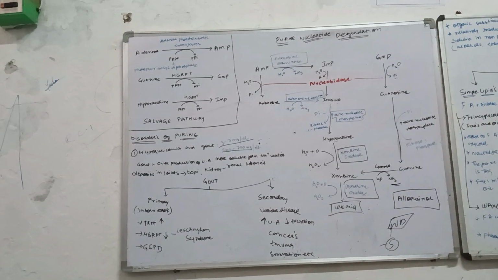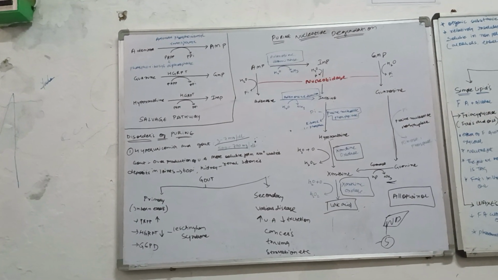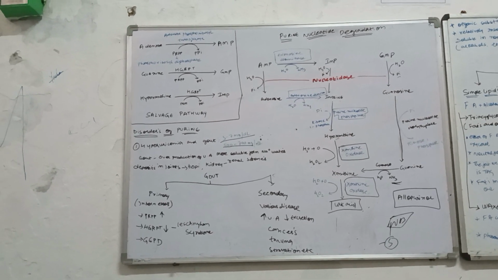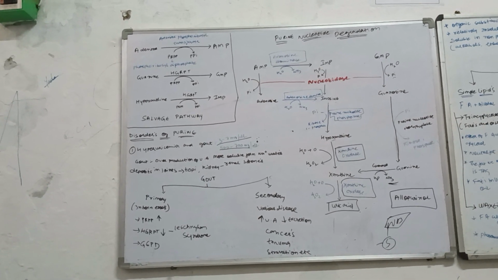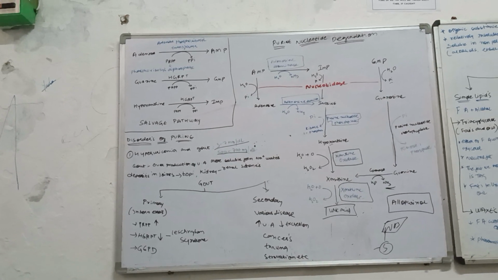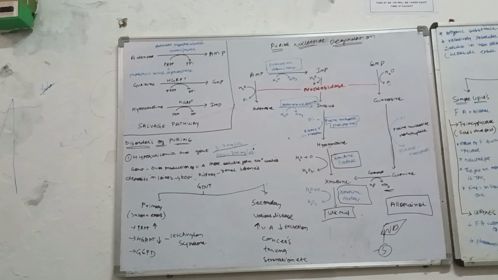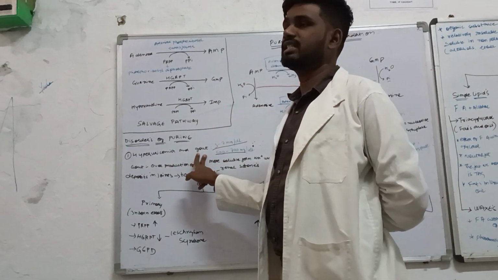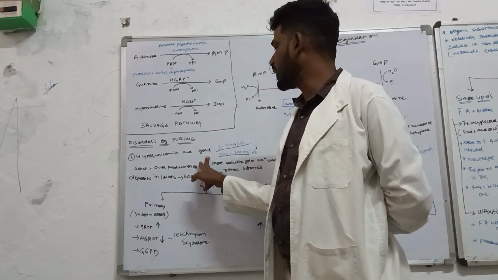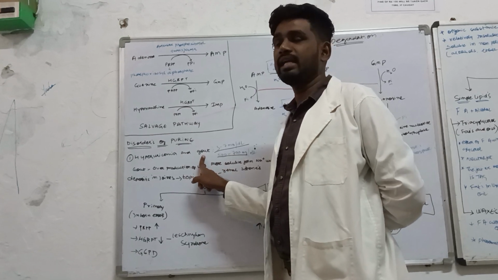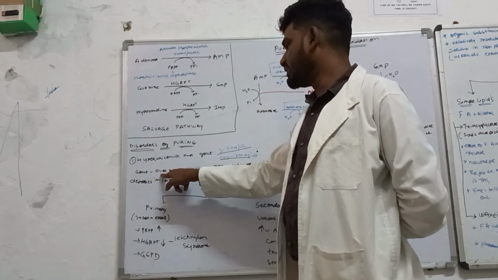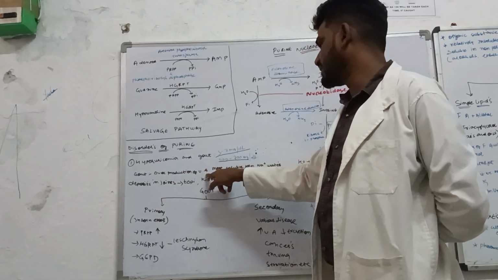Hyperuricemia and gout. It is a clinical condition where overproduction of uric acid is happening inside your body. If the uric acid is produced more inside your body, then it leads to a clinical condition called gout. What is happening in gout? Gout can be considered as an overproduction of the uric acid.